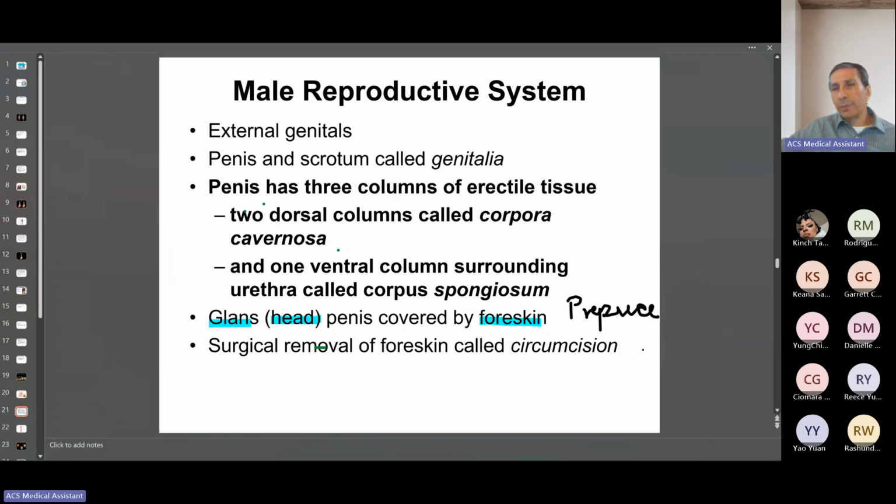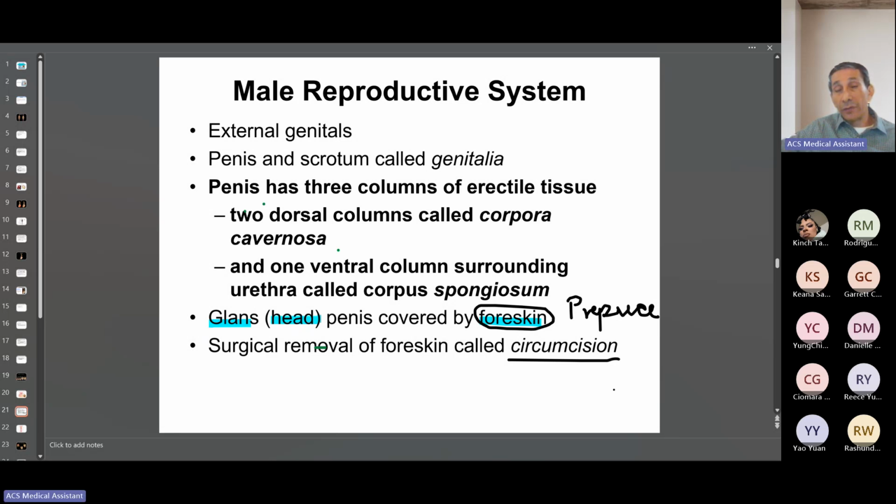That's what it's called, the prepuce. Foreskin is the layman term. It is the skin that protects or covers the head of the penis. This is the one that is being removed during the process of circumcision. Remember we talked about circumcision before? So that is basically what it is.